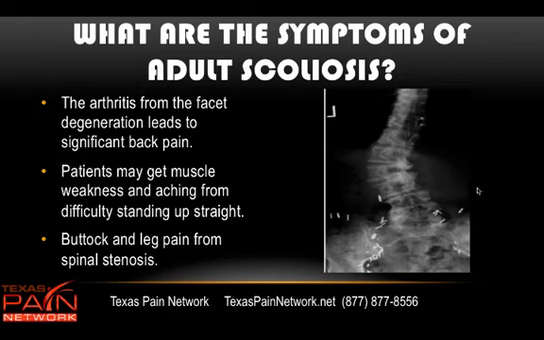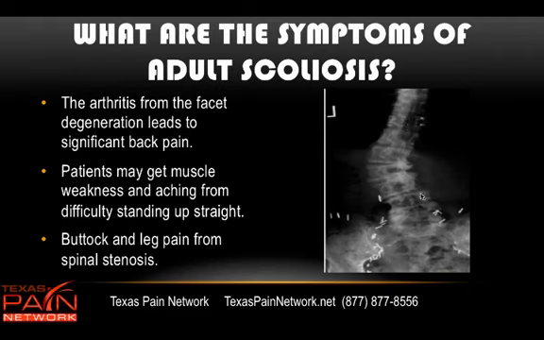So the symptoms are that the arthritis from that facet degeneration leads to significant back pain. You can also get muscle aching and weakness from difficulty standing up straight. Once you get to a certain point, you can be really off kilter to the right or to the left or forward. It can be tough to see the world straight. You can also get buttock and leg pain from spinal stenosis where nerves are getting pinched.